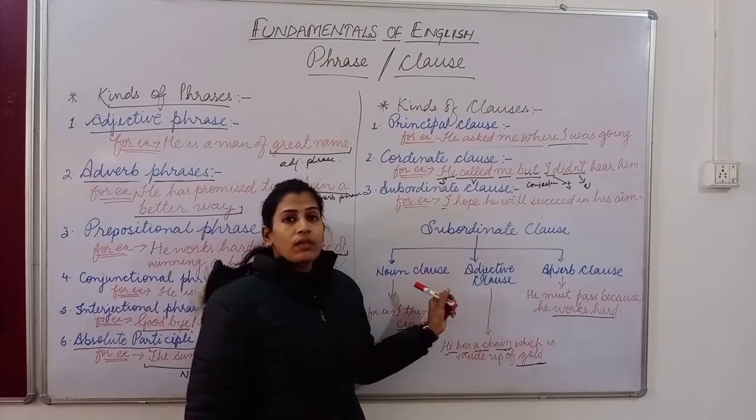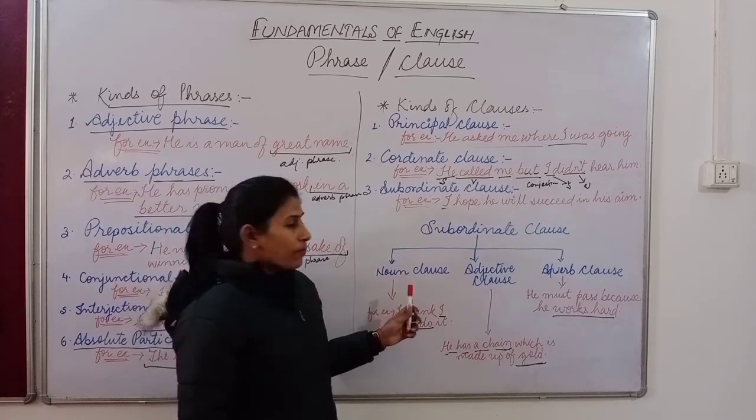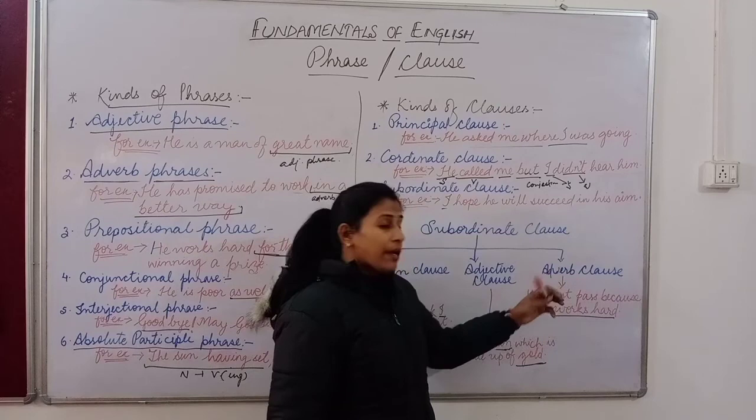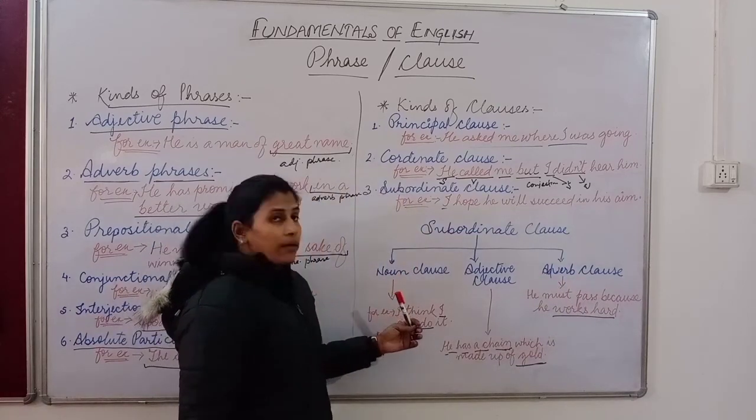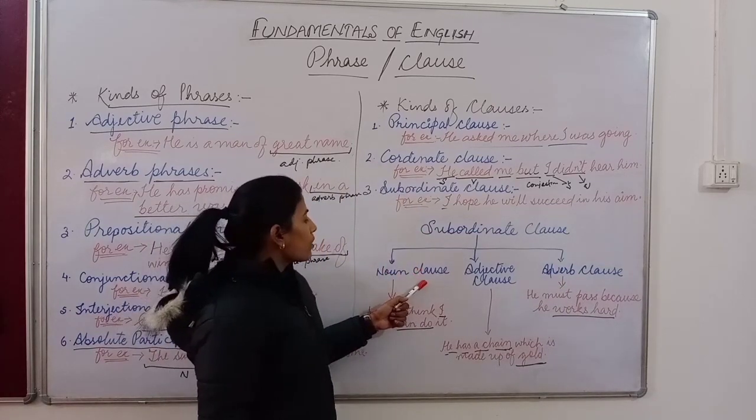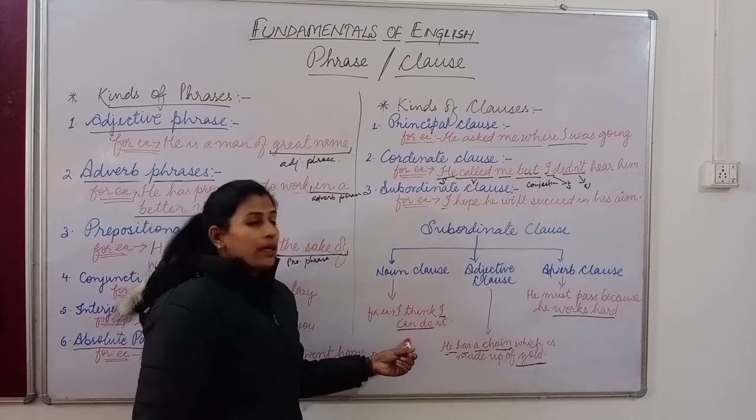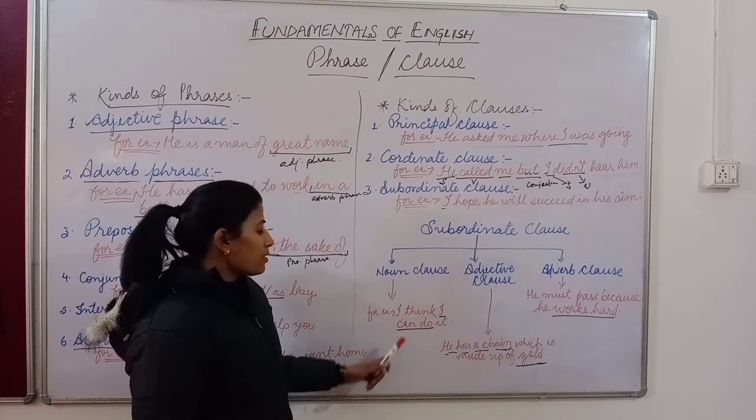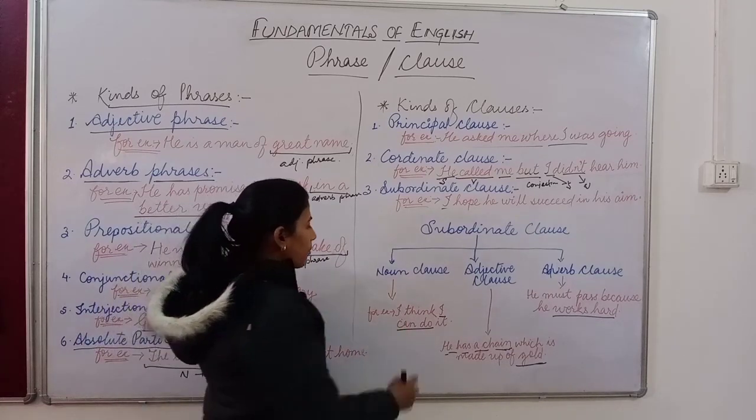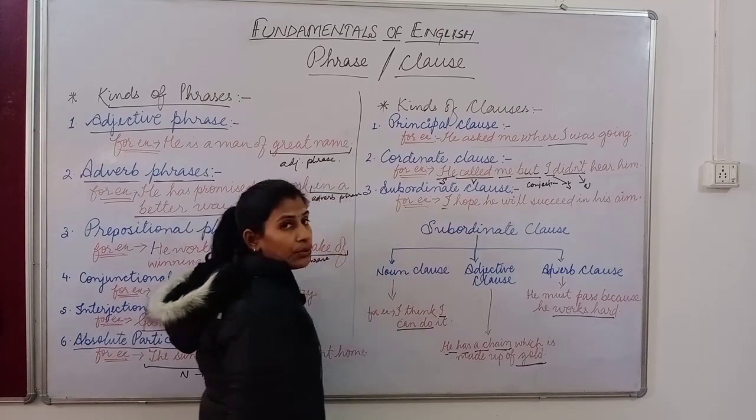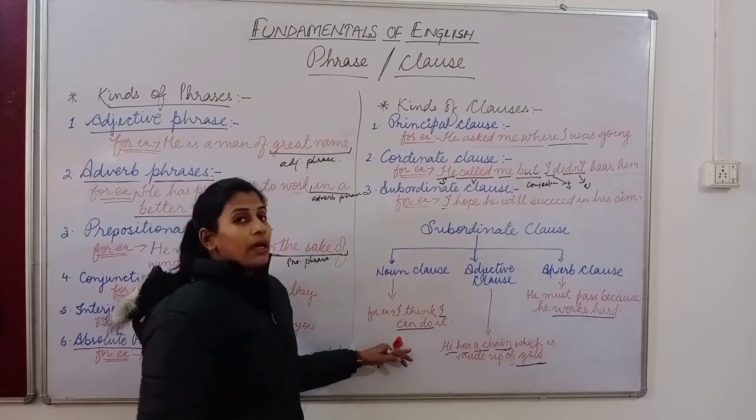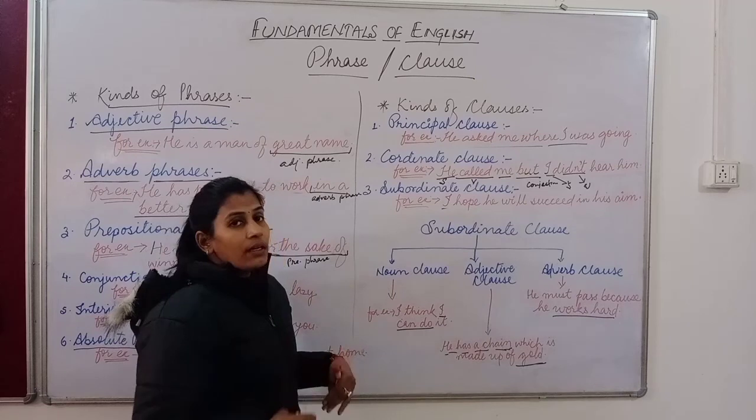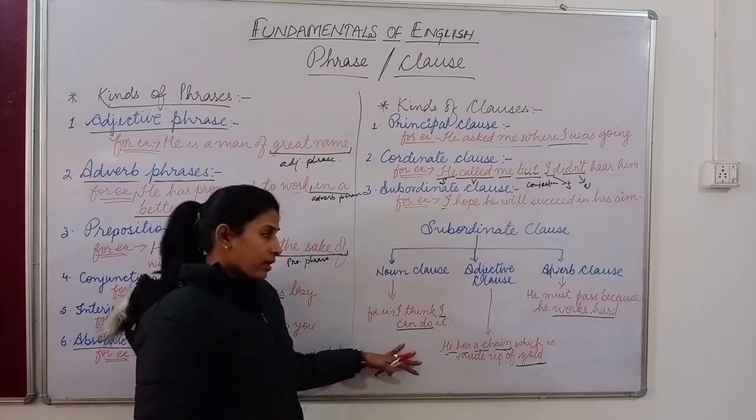A subordinate clause is further divided into three types: noun clause, adjective clause and adverb clause. As the name says, in a noun clause, the noun is given importance or highlighted. For example, I think I can do it. I am declaring here that I can do it for myself.